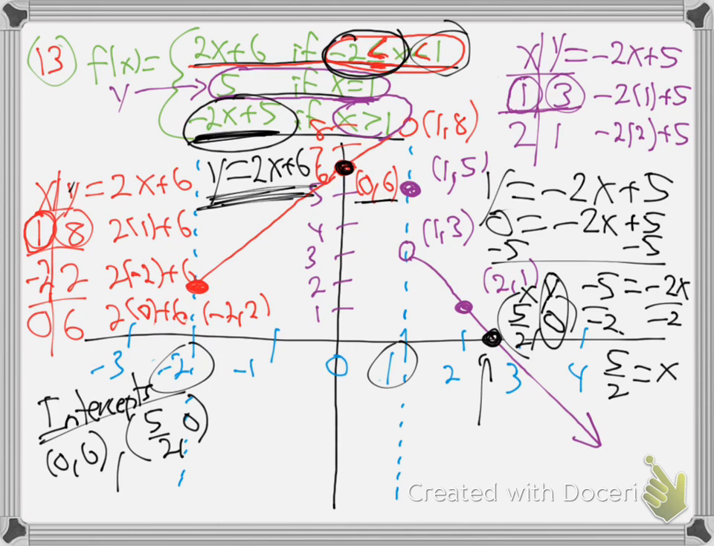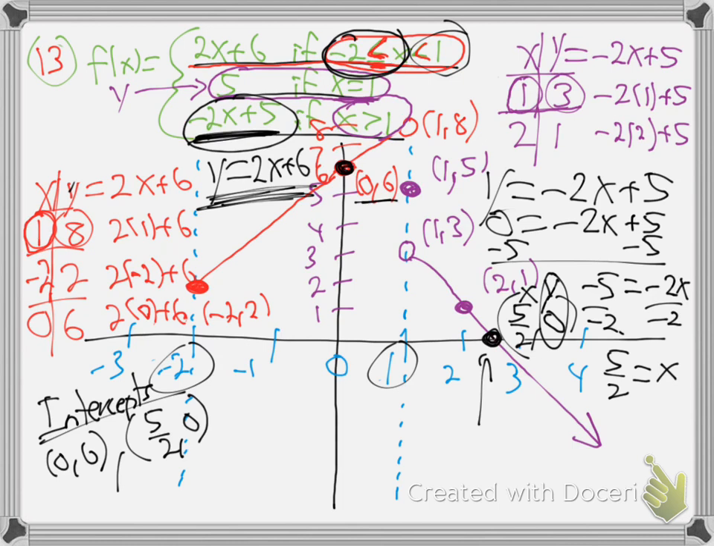Does that make sense? How I found that? Right, so I took the equation that governs the right section, the one that's for values greater than 1, the -2x plus 5, and I plugged in the y value of 0 and solved for x, 5 halves. That's (5/2, 0). So I got the intercepts. Let's do domain and range now, and we'll be done. This thing's a mess.